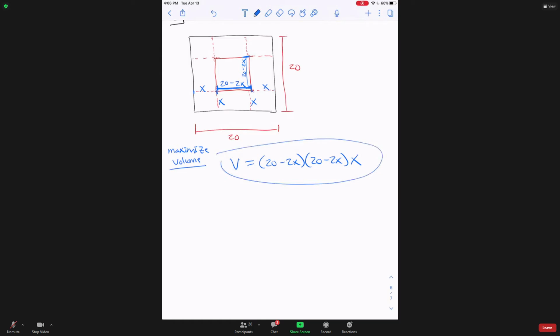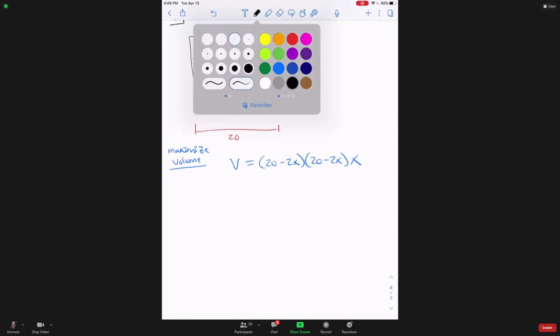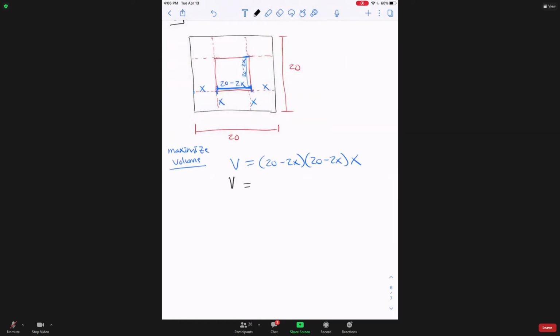After this, you basically, well, let's multiply it out. 20 minus 2X times 20 minus 2X is 400 minus 80X plus 4X squared, and then the whole thing times X. And then I'm going to distribute the X.